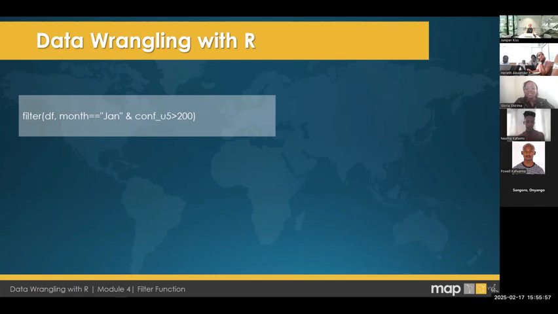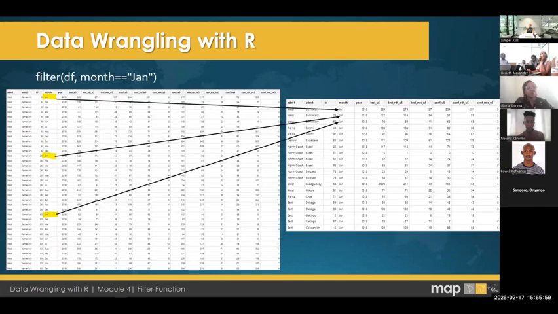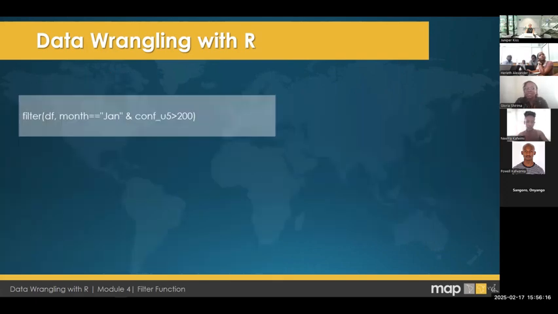So for me, I said I just want the month equals to January. So it gives me all those rows where the month equals to January. But what if I want month equals to January, but I don't want all the tested under 5. I just want tested under 5 which are greater than 200. So this is how you write it. Like, I want month of January and confirmed under 5 greater than 200.